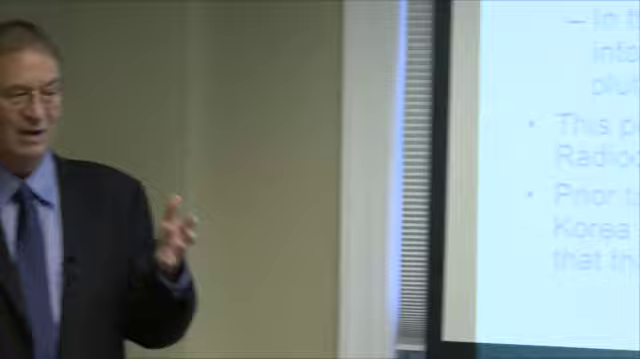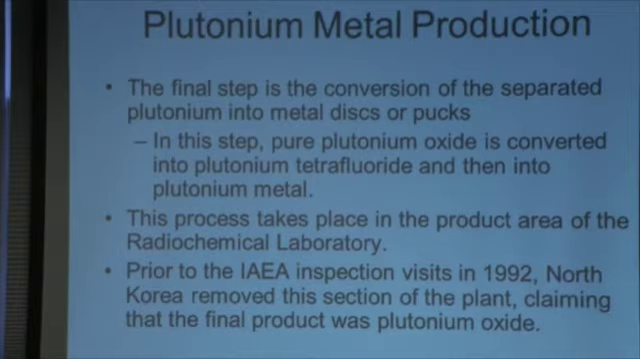Now the final step is separated plutonium, and it typically will come out as a nitrate or an oxide. And in the North Korean case, the final step, it'll be a plutonium oxide. And when the inspectors showed up in 92, that's all they saw were the facilities or capabilities to make plutonium oxide, but not plutonium metal.